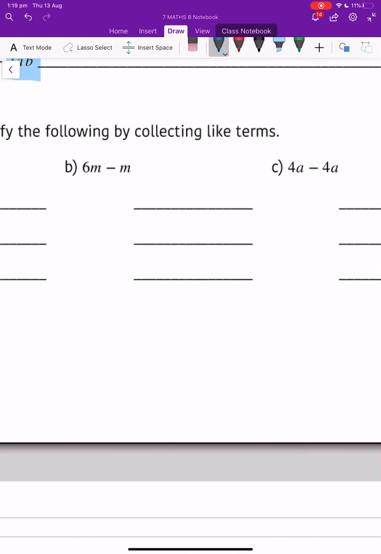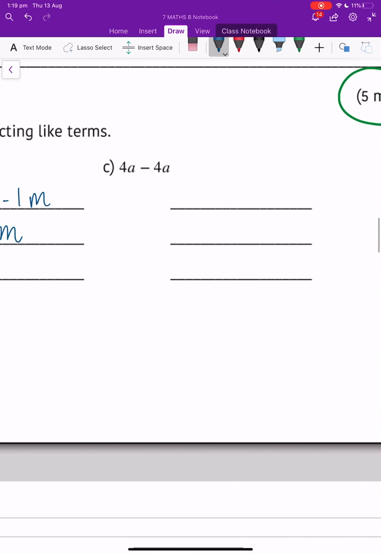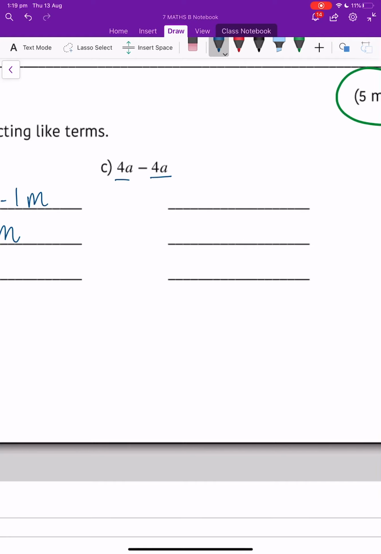6m take m. This is the same as 6m take 1m. That would give you 5m. Okay. 4a take 4a would just be 0. Okay.